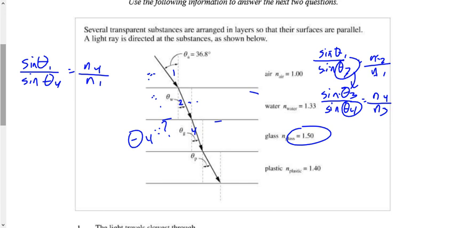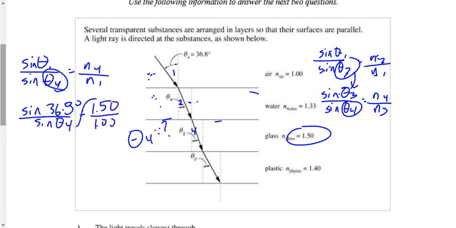When we solve for theta 4 here, what do we end up getting? Sine 36.8 degrees over sine theta 4 equals 1.50 over 1.00. This goes up by multiplying. The 1.5 goes down by dividing. And then we take the inverse sine. I end up getting 23.5 degrees. 23.5 degrees? Yep. Is that right?